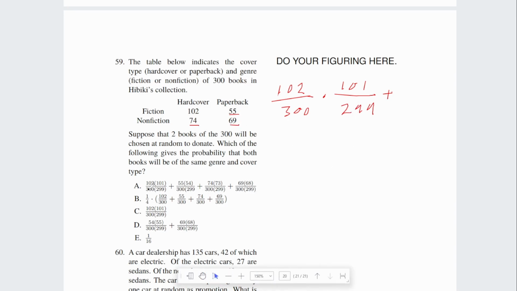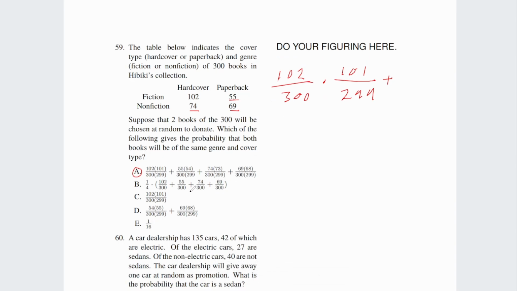And what we notice is that this is answer choice A. We can't just finish with answer choice C. Answer choice C might be tempting based on what I just said, but this is just the probability of drawing fiction hardcover twice. We need to do that combined with the probabilities of drawing any of the 4 twice.